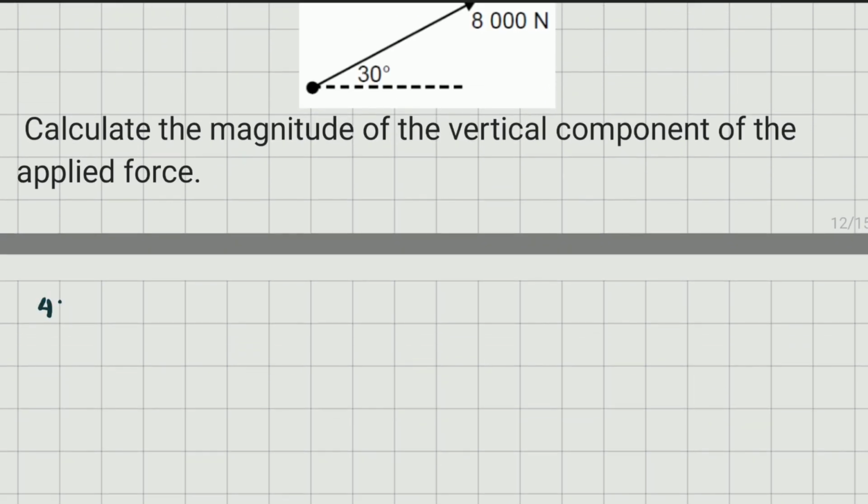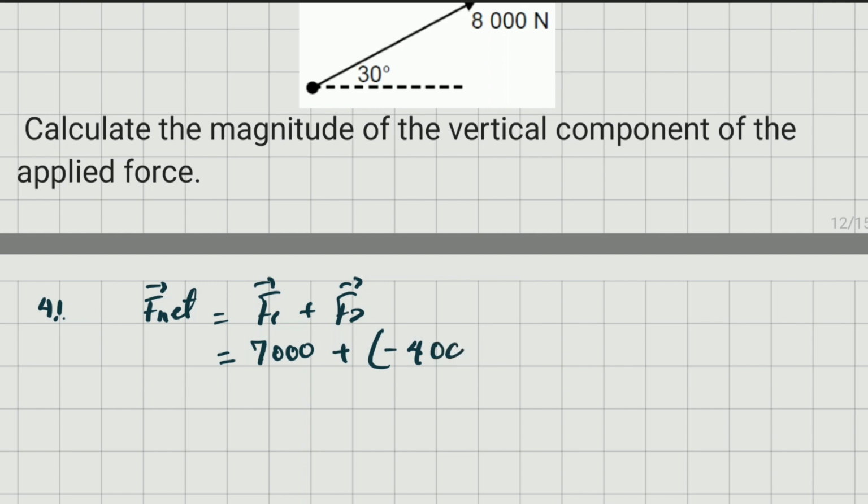Question 4.1. Now they're asking you to calculate the net resultant force. So F net here, no Pythagoras because they are along the line, is equal to F1 plus F2. This is a vector addition. When you substitute, you have 7,000 positive because it's to the right, plus a minus 4,000 negative because it is to the left. You don't have to write the plus minus. You can still write 7,000 minus 4,000, and that gives you 3,000 Newton.